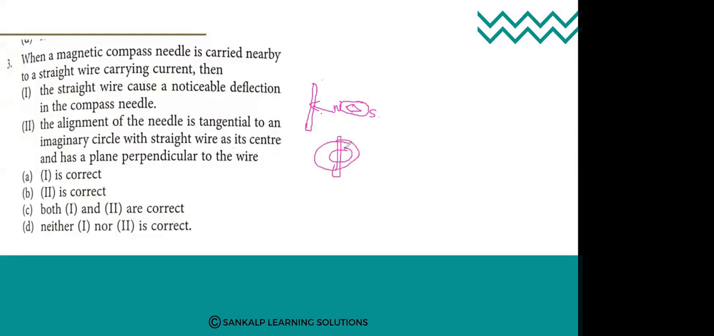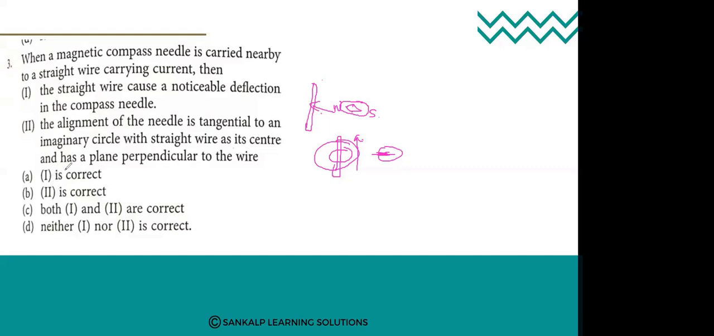So here what they are saying, here the magnetism will be there. When you get this compass needle deflection, the deflection will be tangential to the magnetic field lines. Okay, so the first statement is right.